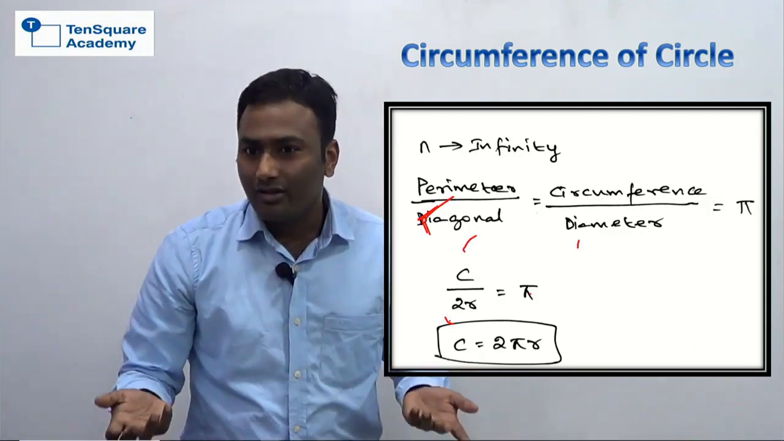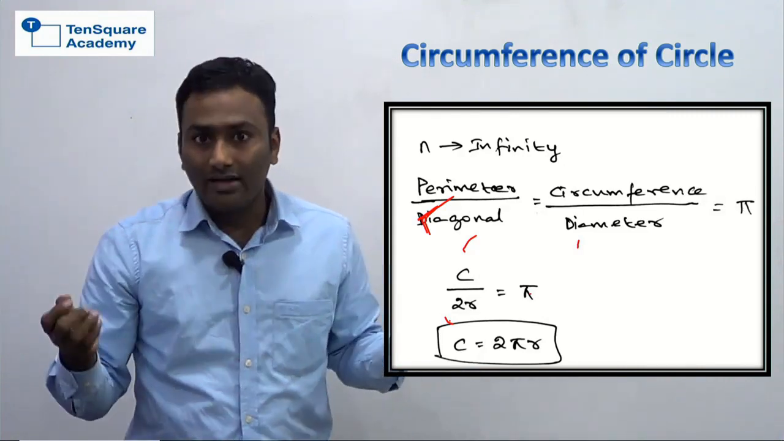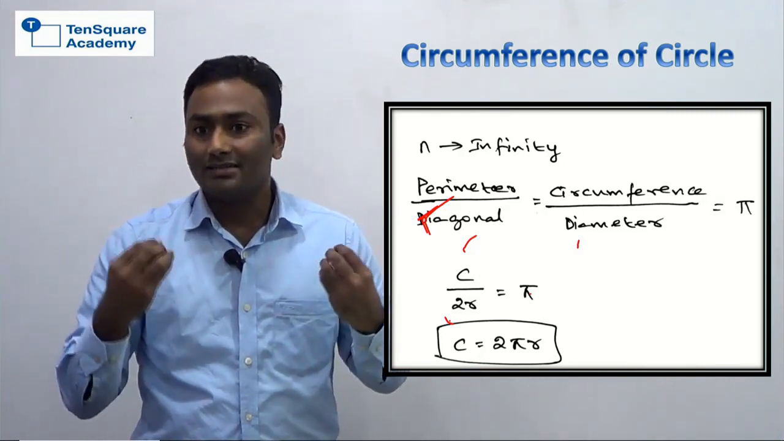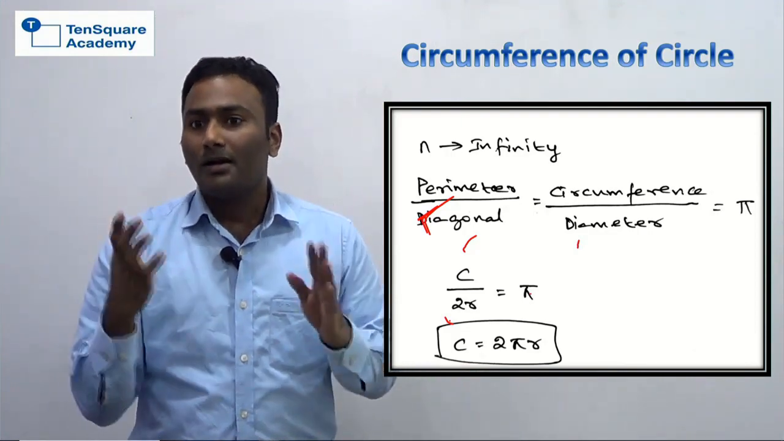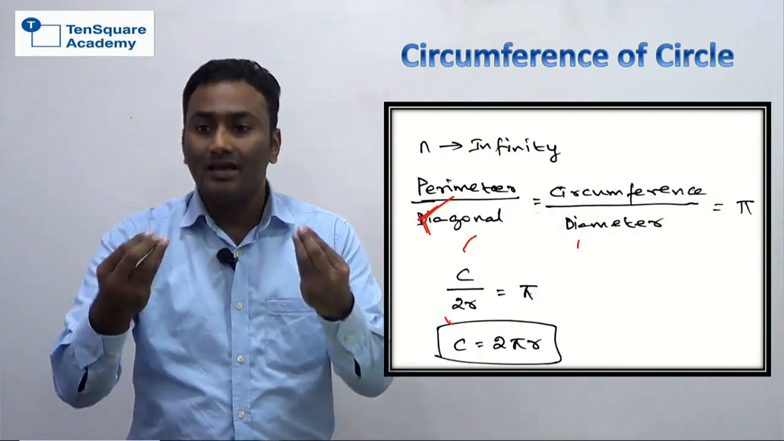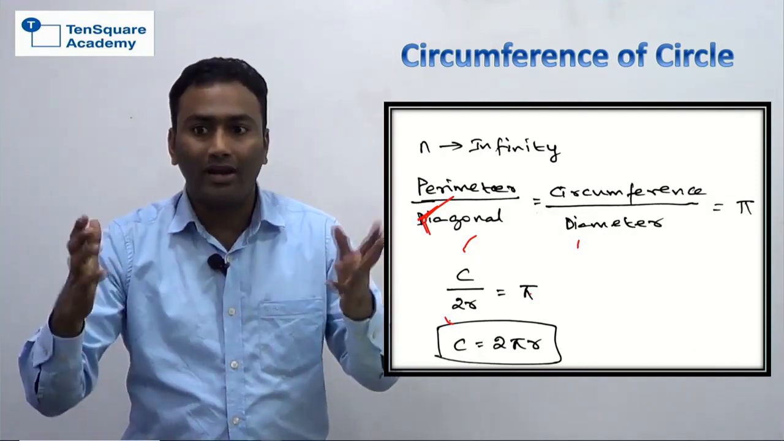Now what do we get for the value of circumference? Take this 2r to the other side. So what do we get? We get the circumference as 2 pi r, correct? So this is how we get the circumference of a circle. So the very formula is derived from the definition of pi. The definition of pi is circumference by diameter. Because it's an infinite sided figure, we don't have a side length.